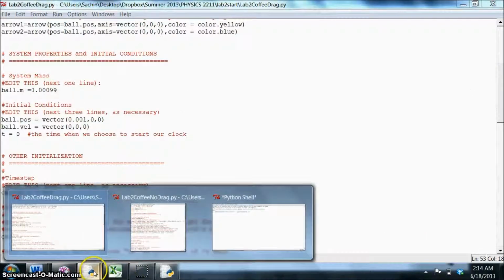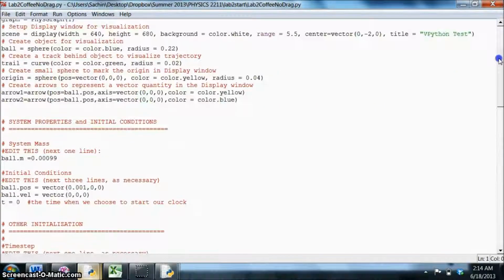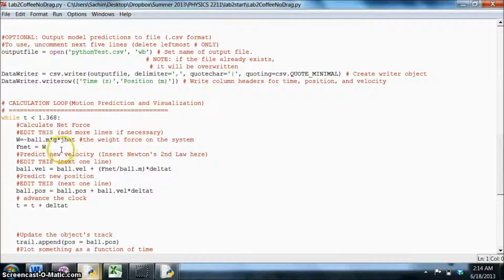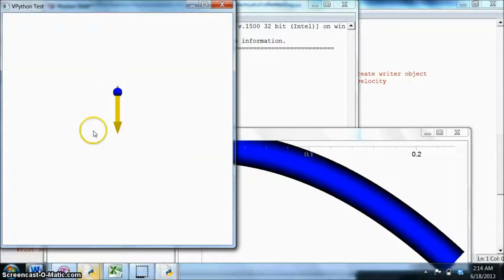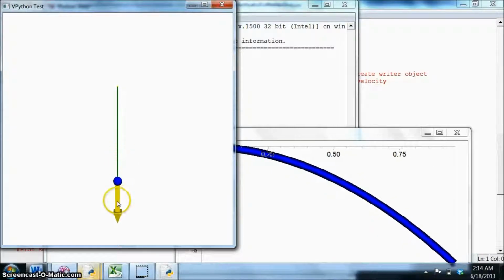So now let's examine the same code with no drag, only the effect of gravity. The only thing different here, everything is the same, we just take off the drag force. So the drag force is gone, and the F net is equal to gravity, and if you run this, it's just going to fall in a straight line. This yellow represents the weight force, and the object just falls.